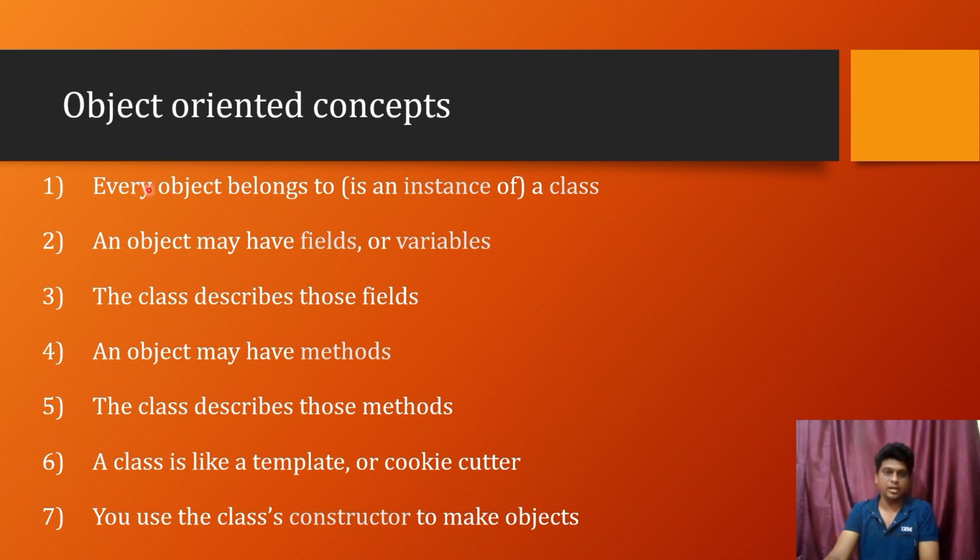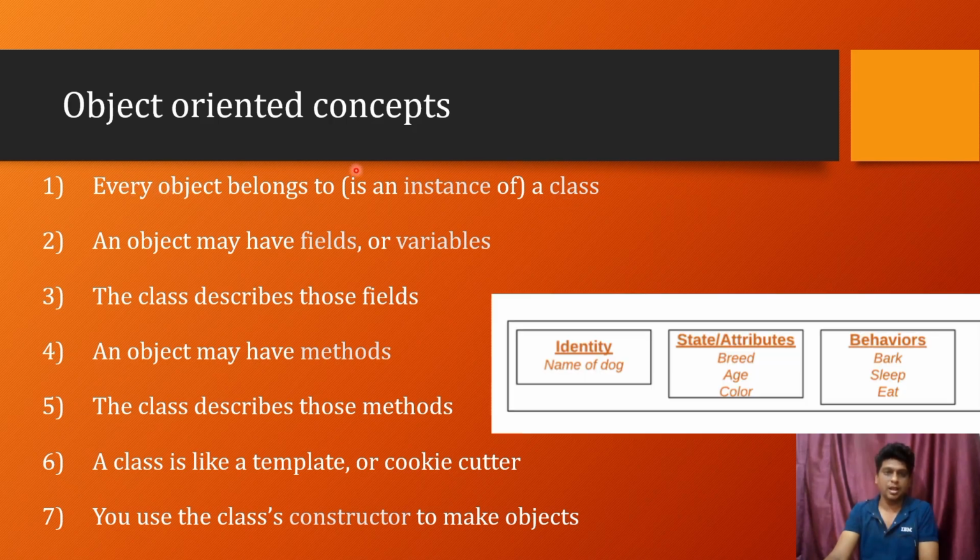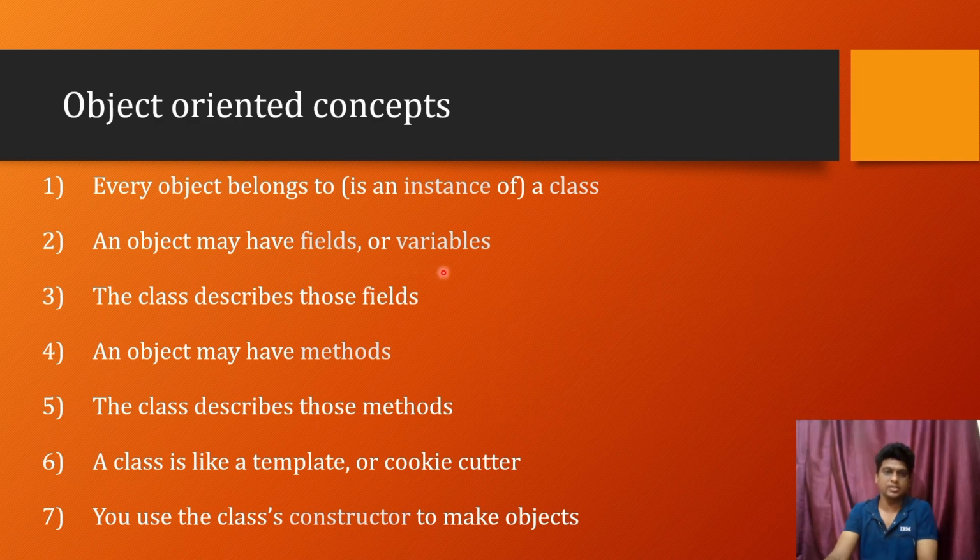So every object belongs to a particular class, and an object has fields or variables. The class describes those fields. Objects have many methods involved in them, so the class can describe those methods. A class may be a template.